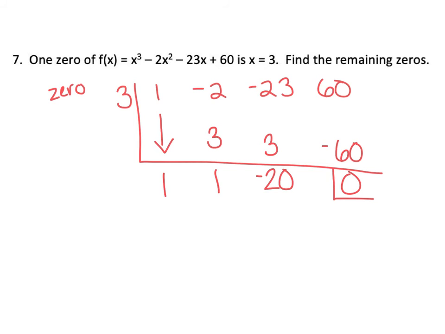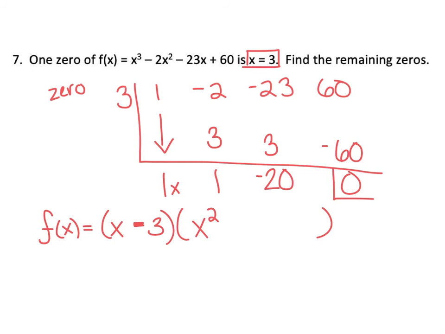So you can see what I have on the screen so far. This tells me that since x equals 3 was my given 0, the corresponding factor needs to be x minus 3. And then I have the remaining polynomial. This would be 1x squared plus 1x, or just plus x, minus 20. I'm going to try to factor this trinomial here. I'll do tic-tac-toe off on the side.